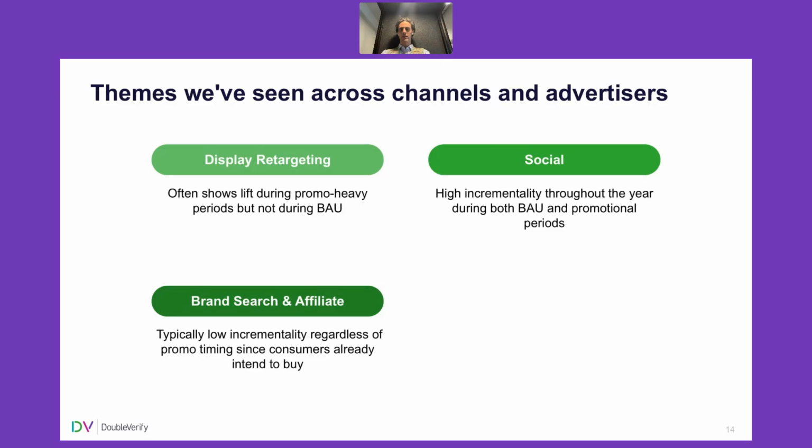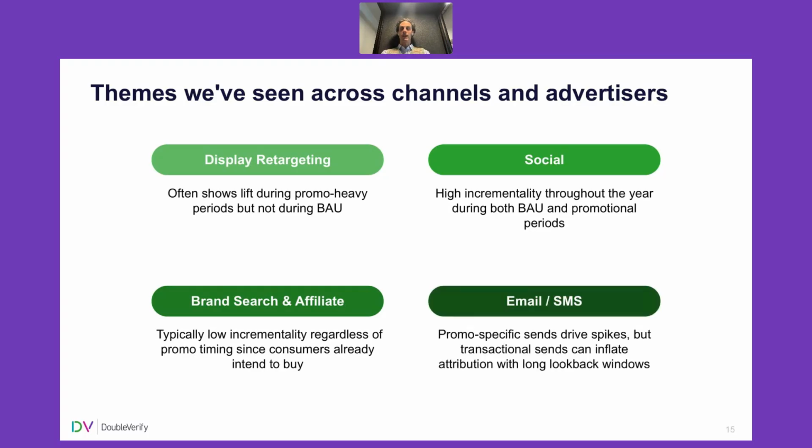By definition, like I said before, you are typically capturing people who already know about the brand, who've heard about the brand from either another media channel, by word of mouth, from owned, something like that, and who therefore are likely to be converting anyway. And then lastly, email and SMS.